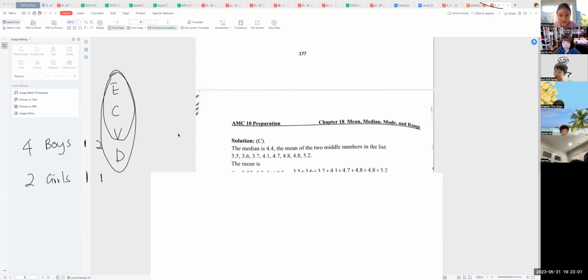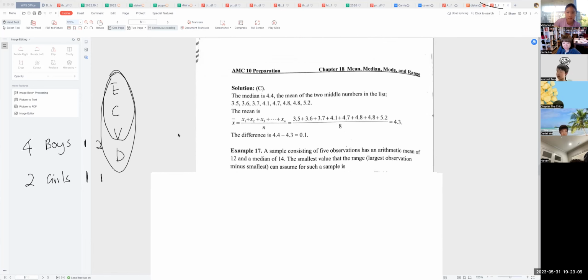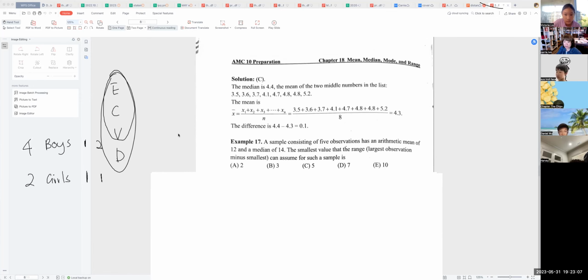Okay, Victoria, good job. Now let's take a look at this one. A sample consists of 5 observations, that means 5 different data, has an arithmetic mean of 12, a median of 14. The smallest value that the range can assume for such a sample is what? Everybody think about this question.